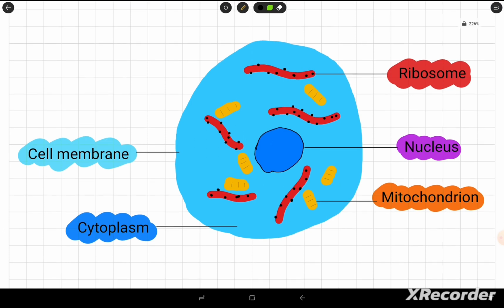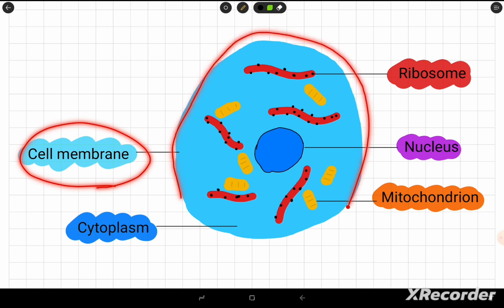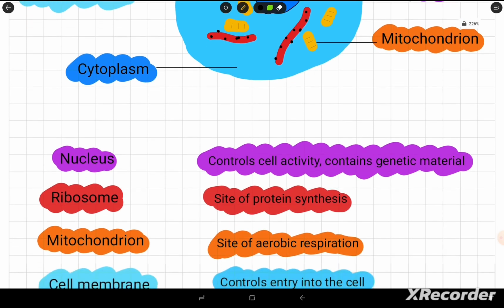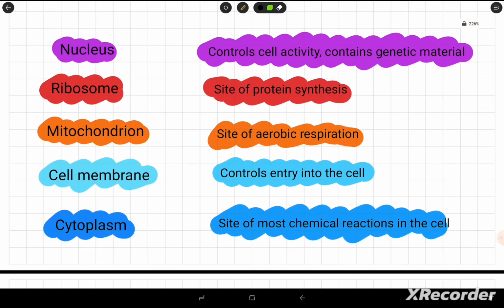The next one is the cell membrane. And the cell membrane is this outer layer here, I'm circling in red. It controls what enters and leaves the cell. The cytoplasm is a jelly-like organelle that fills the volume of the cell, and it contains lots of chemicals that make it the main site of chemical reactions in the cell. And if you didn't catch that, there's a list of all the functions here. I'll leave that for a second.